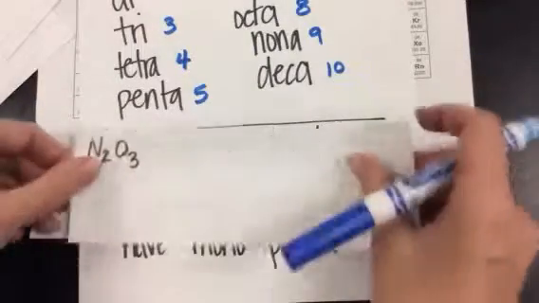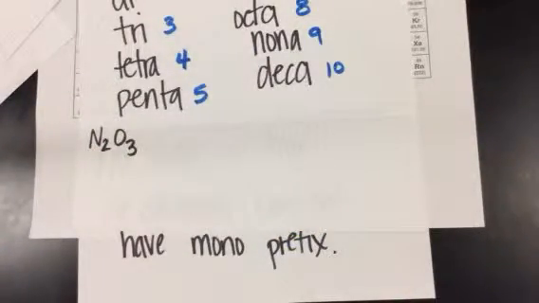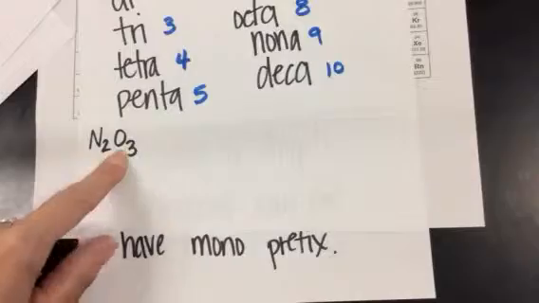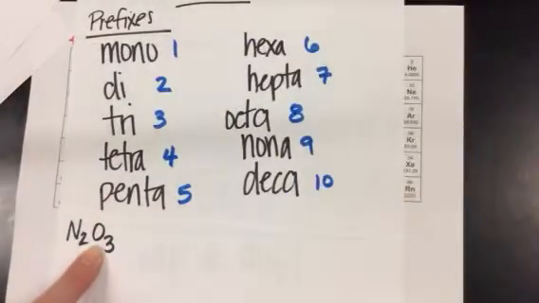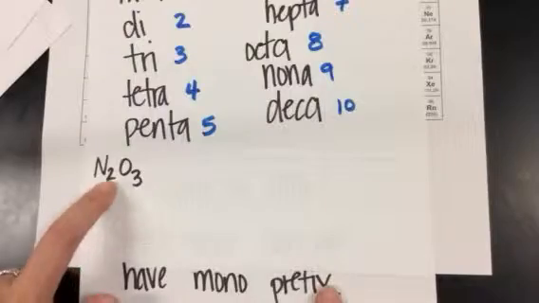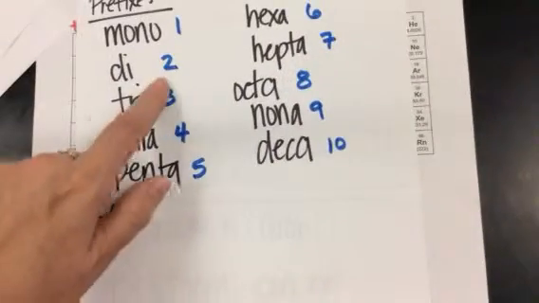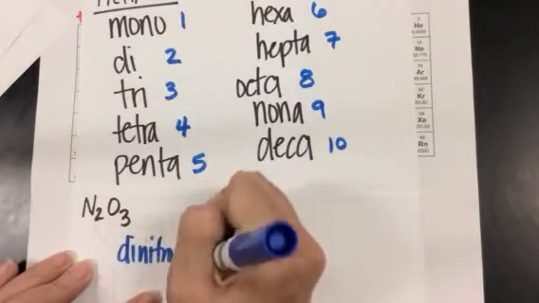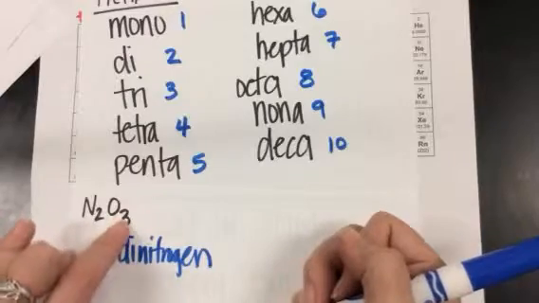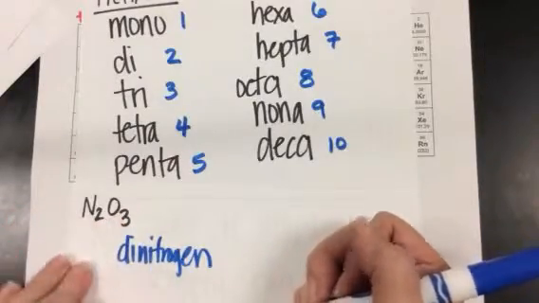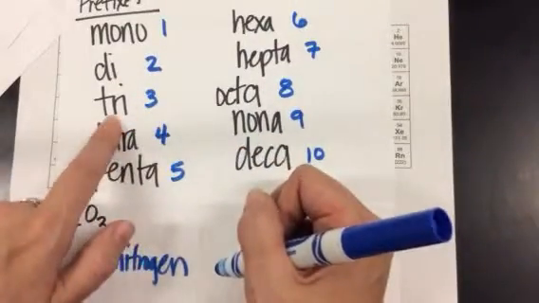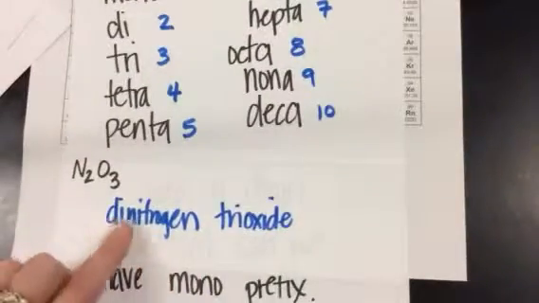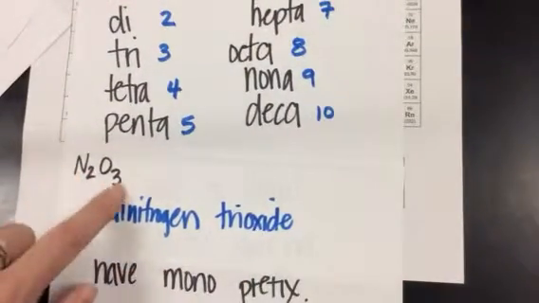Now if you have the formula and you need to give the name, you're going to follow the same general rules: the first element name stays the same, the second one is going to end with IDE, and I use these prefixes to tell how many are present. So if I have N2, 2 nitrogen, the prefix for 2 is di, so I'm going to put dinitrogen. My second element name, I have 3 oxygen. Your oxygen written second is oxide. 3 is tri, so I have trioxide. So this one is called dinitrogen trioxide: 2 nitrogen, 3 oxygen.